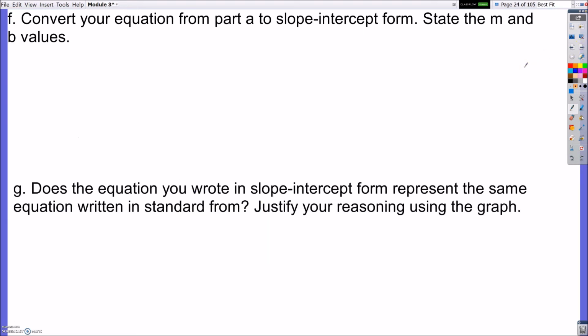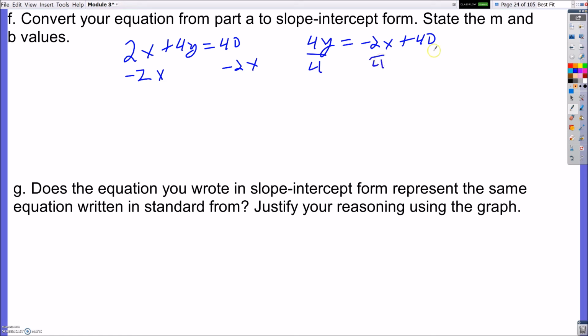So convert your equation from part A to slope-intercept form. State the m and the b value. So our equation was 2x plus 4y is equal to 40. And what we want to do is be able to get y by itself. So the first thing we would do is subtract 2x from both sides to get 4y is equal to negative 2x plus 40. I'm then going to divide each and every term by 4. This would give me y is equal to negative 1/2 x plus 10. So where it says state the slope, this is my slope right here. It's negative 1/2, which means I go down 1 over 2. And this is my y-intercept.